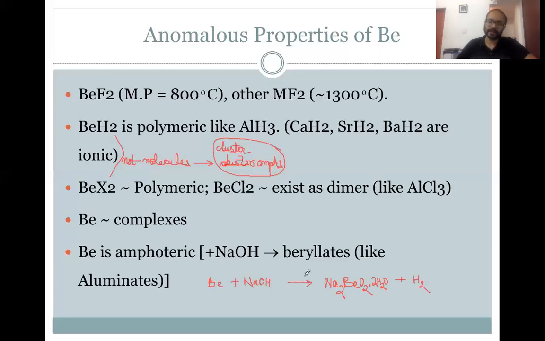Now, what I would like you to do is balance this particular equation. Probably you require water also here, because this reaction is happening in aqueous solution. So balance this equation, and I'll ask you for the balanced chemical equation for this reaction. So beryllium is able to react with NaOH, and that's why we say that beryllium is amphoteric in nature.